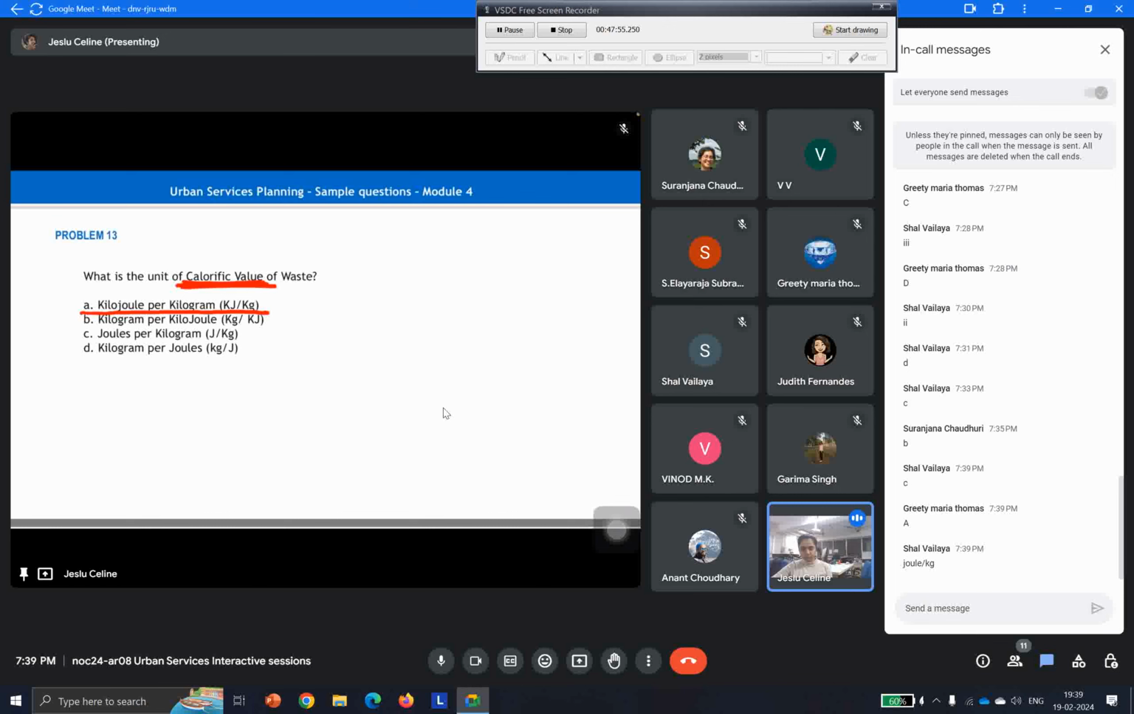So calorific value, we are talking about the heat which is generated by burning around 1 kg of waste, whatever is there. So the heat generation from burning, for 1 kg, so per kg. Now the standard unit of heat is taken as kilojoules over here, because the value that we're getting is always high, so we take it as kilojoules. Joules per kilogram can also be a unit, but the standard unit taken for the calorific value of waste is always kilojoules. It's not joules per kilogram, right? So A is the answer for this. Now, problem 14.